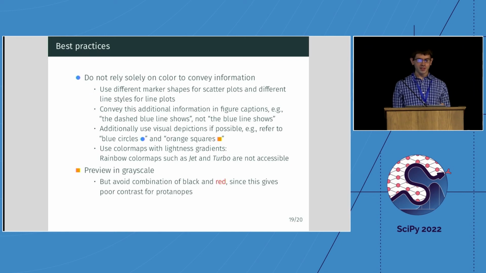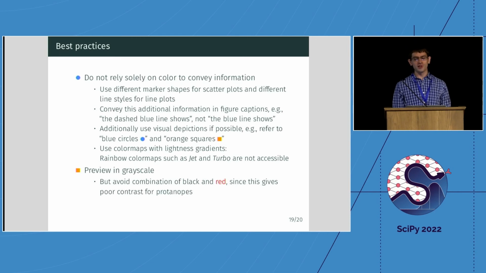Before I wrap up, I want to discuss some best practices. The main point here is to not rely solely on color to convey information. So if you're making a scatter plot, use different marker shapes. Use circles and squares and triangles instead of just different colored circles. If you're making a line plot, use dashed lines and dotted lines instead of just solid lines. And additionally, doing it in the plot is great, but if you just refer to the color in your figure caption, that is still an issue. So refer to the dashed blue line instead of just the blue line in your caption.